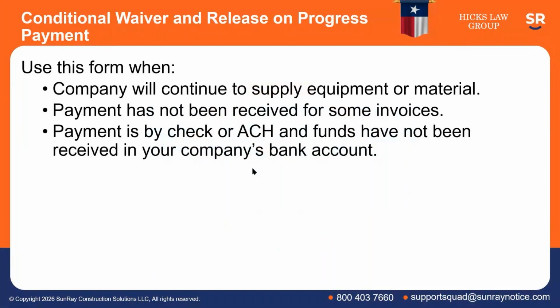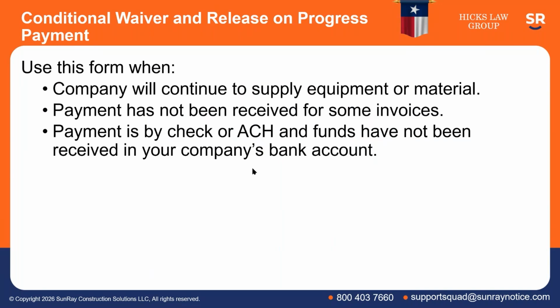So now let's talk about these 4 different forms and the circumstances where you're going to use each one. The conditional waiver and release on progress payment. So when are you going to use this form? Your company is going to continue doing work on this job. This is not your final draw. This is not your final delivery. So that's one of the elements for using this form.